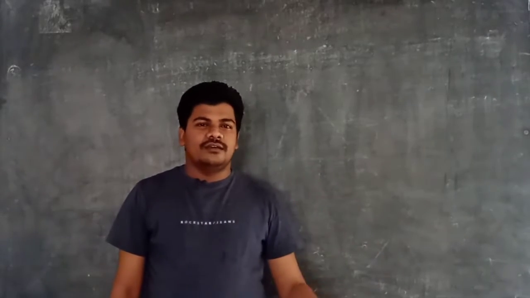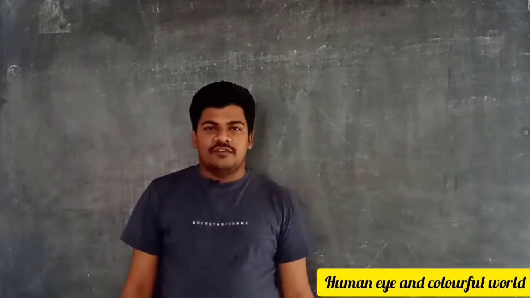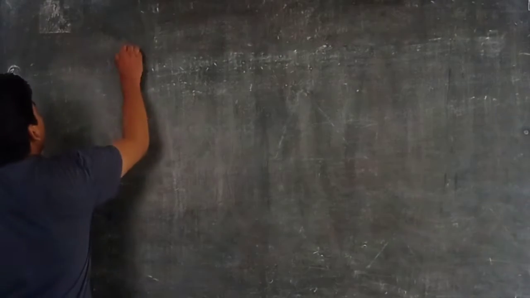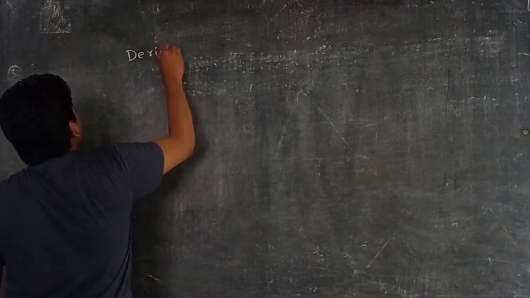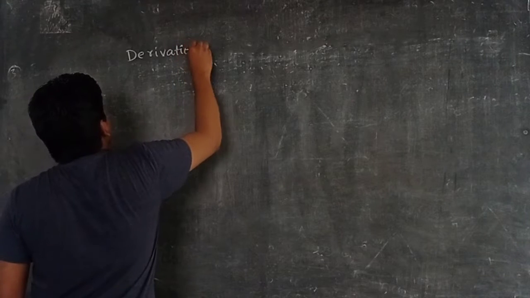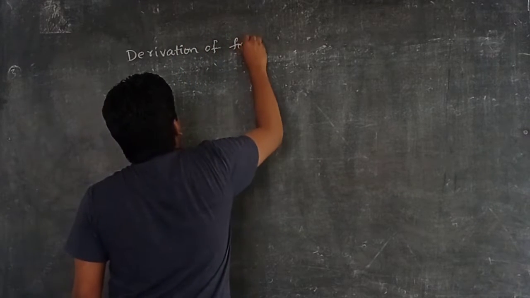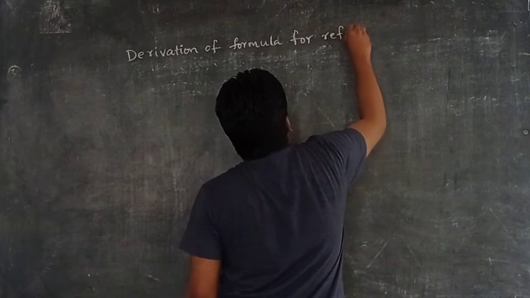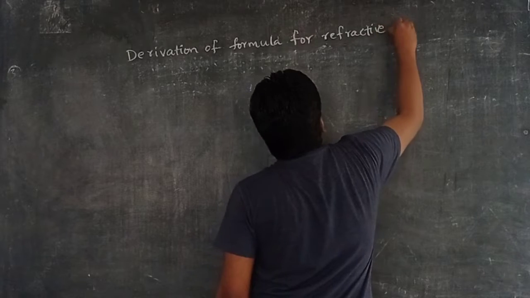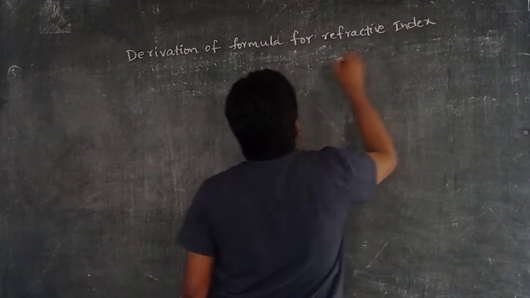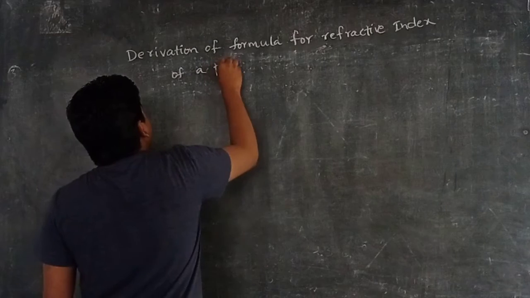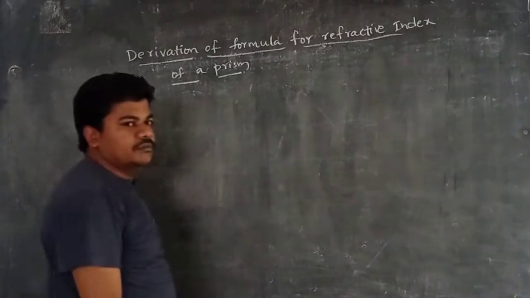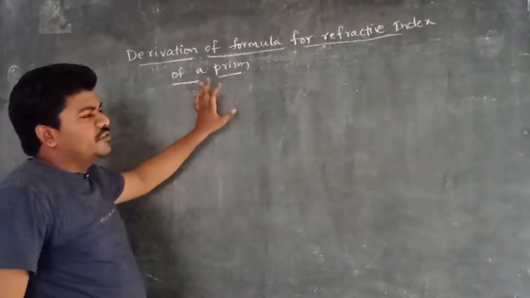Today we have to discuss human and colorful world, from a 10th class lesson. Derivation of formula for refractive index of a prism. This is about the concept: derivation of formula for refractive index of a prism.